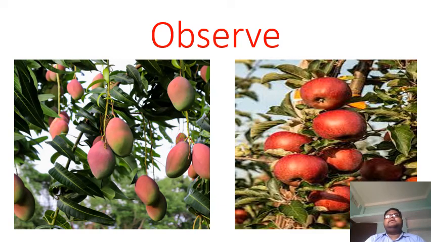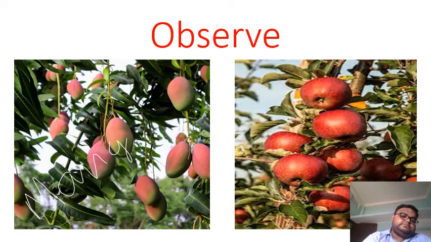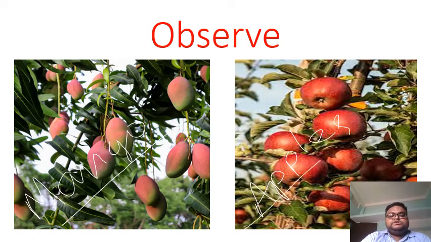Can you find any linkage between them? Can you find any type of similarity between them? Okay, so what is this? This is a mango tree, isn't it? This tree has mangoes, while this tree is of apples, right? So the first similarity between these two is that both are trees, or both are plants.